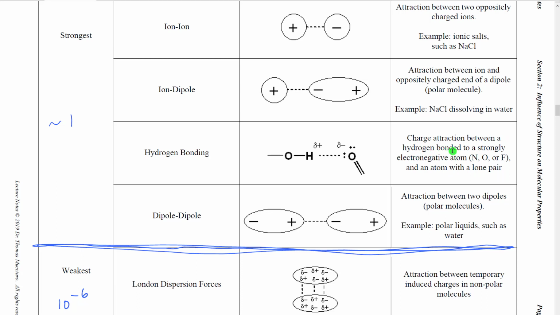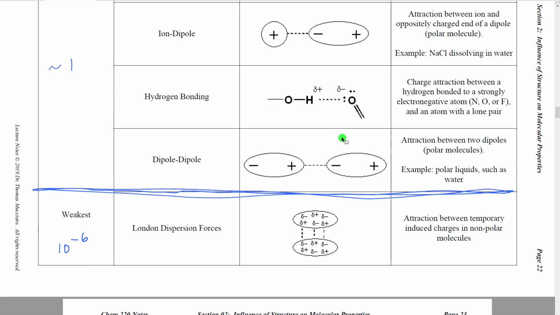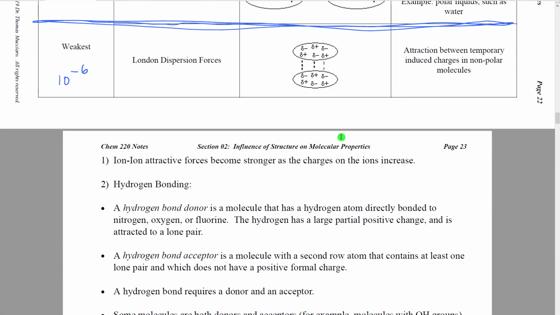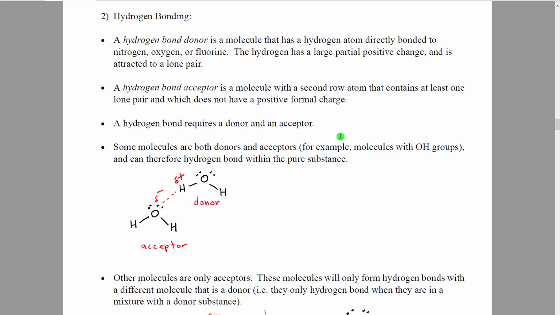It's the charge attraction between a hydrogen that is bonded to a strongly electronegative atom like nitrogen, oxygen, or fluorine, attracted to an atom that has a lone pair. I'm going to flip over to the next page here, where I have some more details about the hydrogen bond itself. So first of all, I want to talk to you about a little bit of terminology.